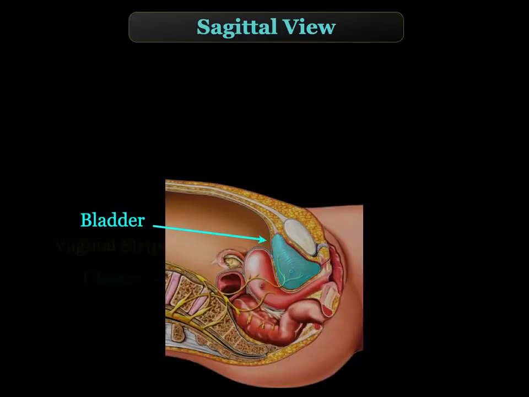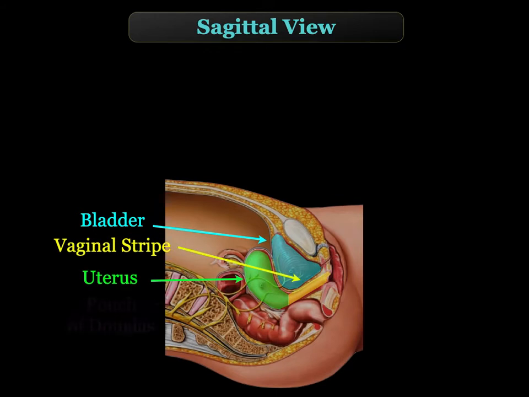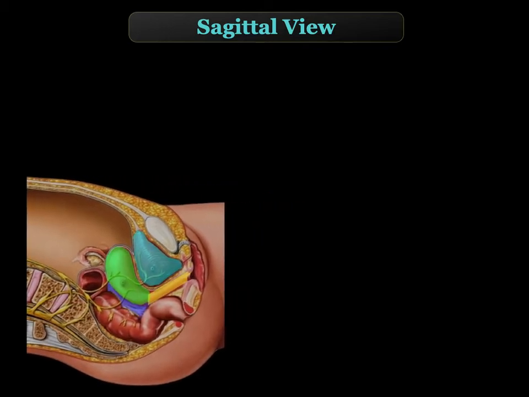The sagittal or longitudinal view will look like this. First, you'll see the bladder, followed by the uterus and vaginal stripe. Posterior to the uterus, you'll find the pouch of Douglas. This is where free fluid will accumulate first. What does this look like on ultrasound?